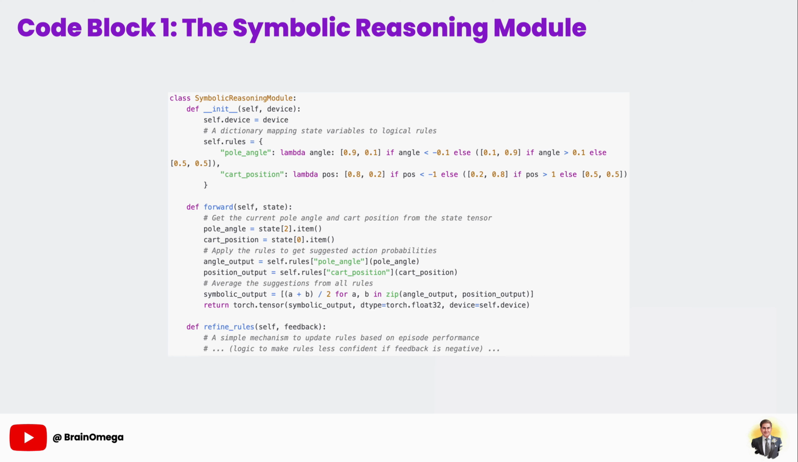The forward method takes the current state of the game, extracts the relevant values, applies all the rules, and then simply averages their suggested action probabilities to get a final symbolic output. We also have a refine rules method, which is a very simple way to make our symbolic system adaptable. After an episode, if the overall feedback was negative, it will update the rules to be a little less confident in their suggestions. It's a basic form of learning for our logical system.